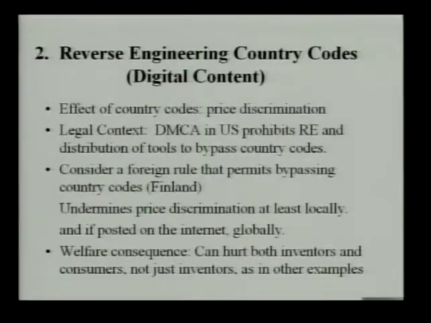What are the differences in the impacts of that? And one of them may be that, at least in Finland, to the extent that the country code was a scheme for engaging in price discrimination, then if you can bypass the country code in Finland, that price discrimination is undermined in that country. But if Finland also allows the Finnish people to post the results on the internet, then even people in other countries, such as the United States, that have a rule that makes bypassing access controls illegal, may undermine local rules as well.